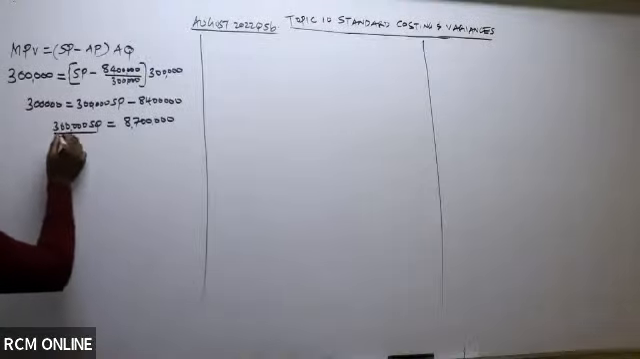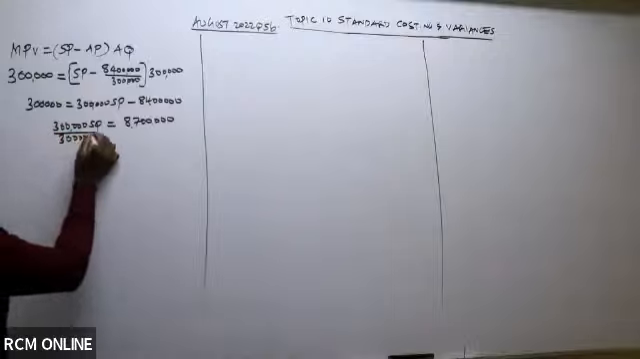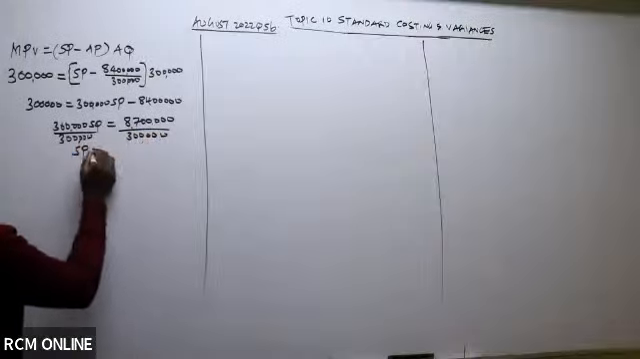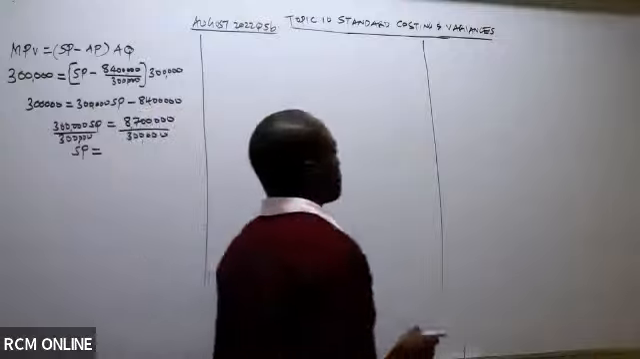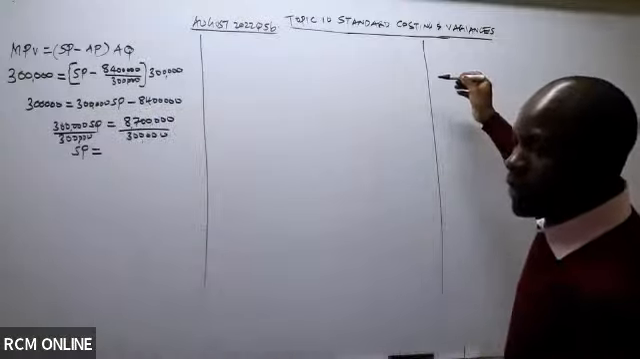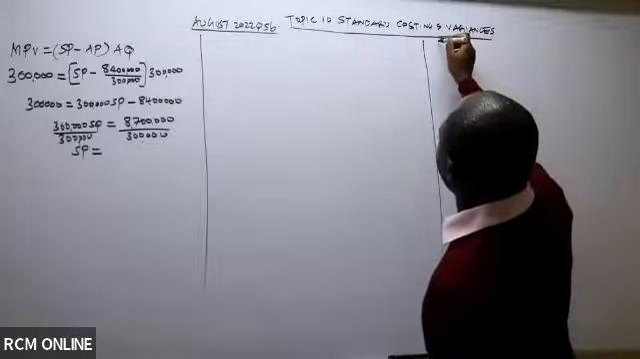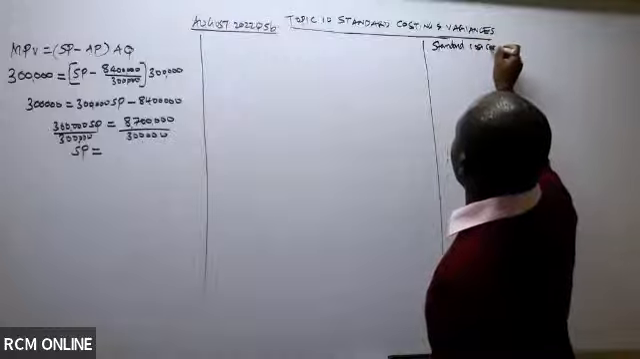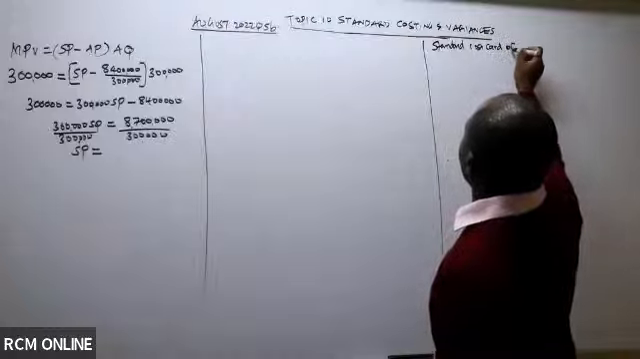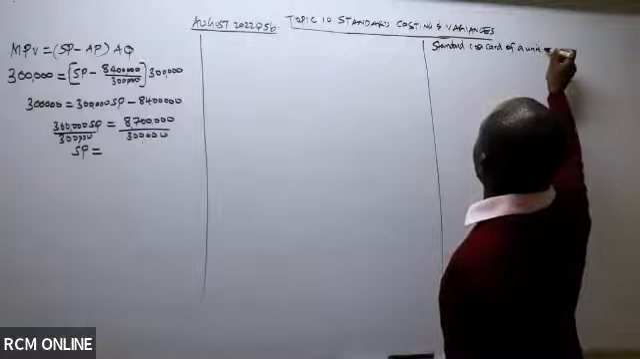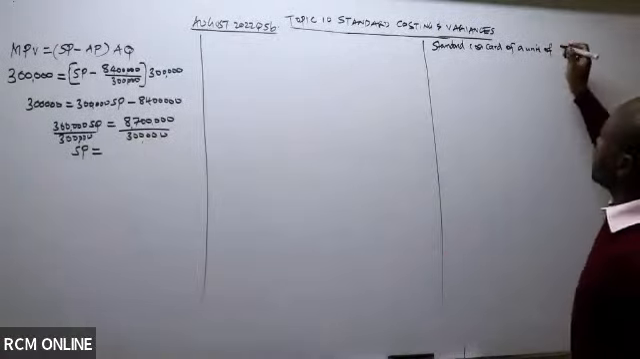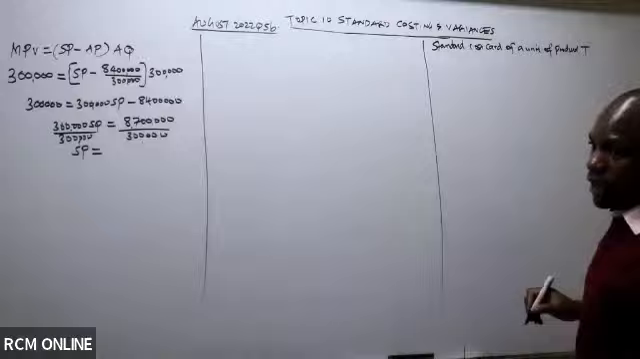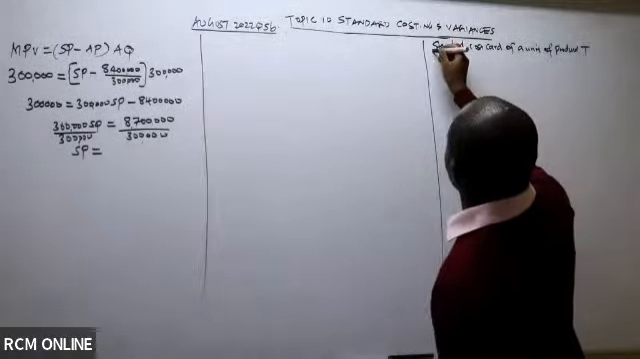So give me the value of SP. Divide both sides by 300,000. What is our standard price? Standard price, we are talking about the standard cost card of a unit of product T. That's what we are preparing, right?